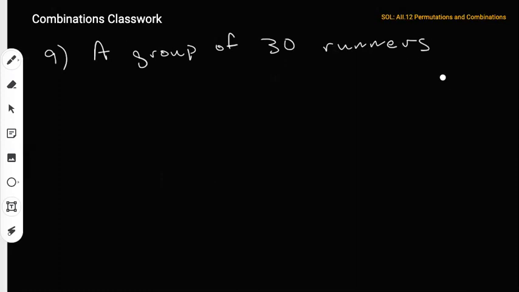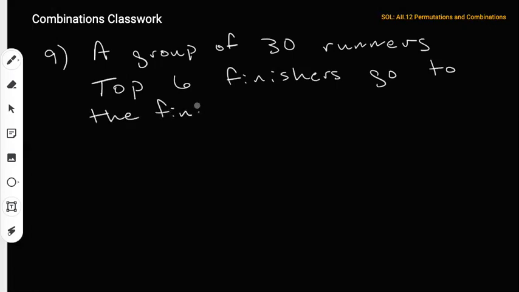Okay, and the last one we're going to do together is 9. So this one says a group of 30 runners are going to run a race, and the top 6 finishers are going to go to the finals. Top 6 finishers go to the finals. So I need to know what my total number is. That's going to be this 30. And I need to know what my choosing number is going to be.